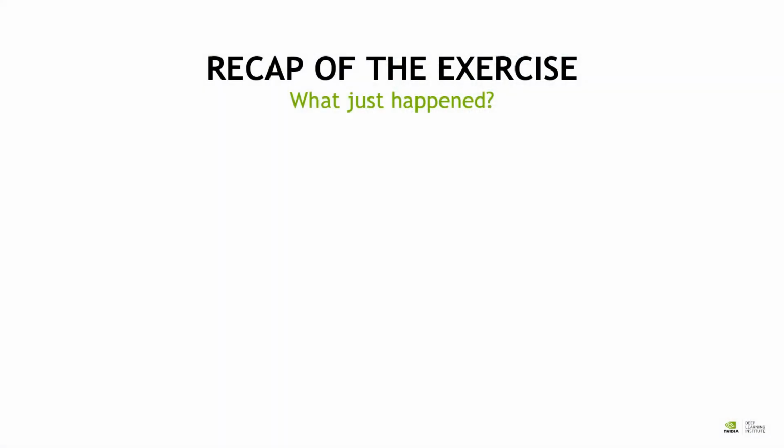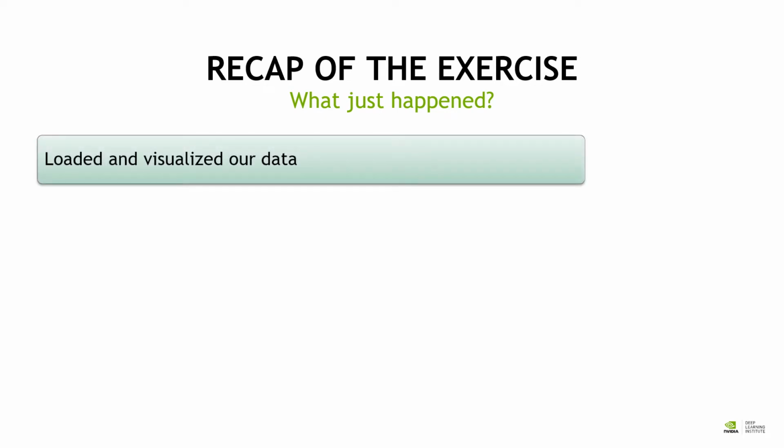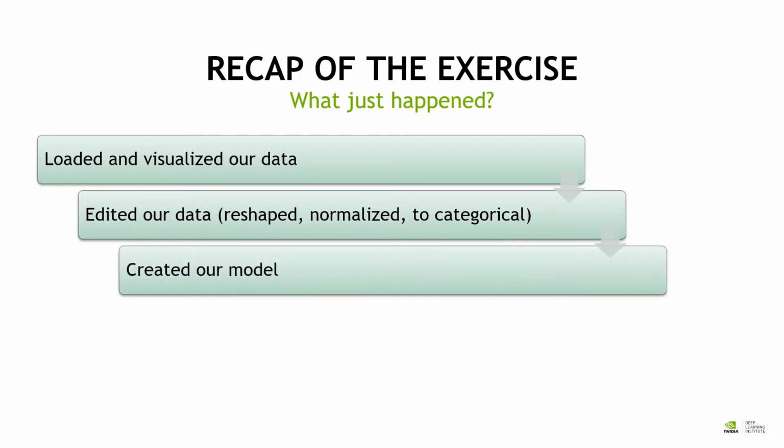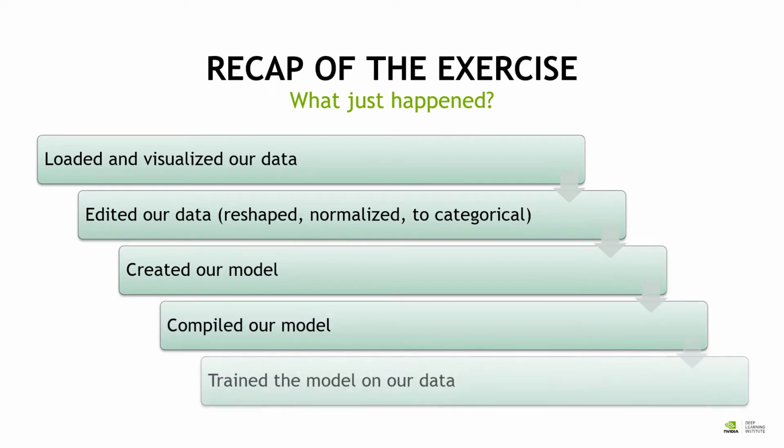Okay, so what just happened? Let's go over it step by step. We loaded and visualized our data. We edited our data to get into the right shape, as well as normalized the values between 0 and 1. We also edited our answers to be in a categorical form instead of a number, as our model will better train with that type of answer. We then created our model, compiled our model, and trained our model on the data.